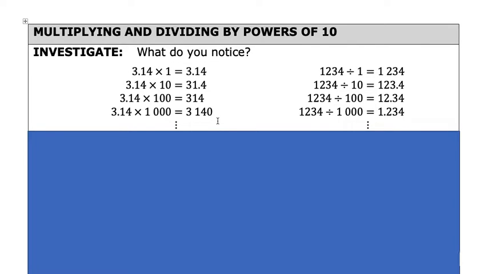What do you notice? You can pause this video and analyze.